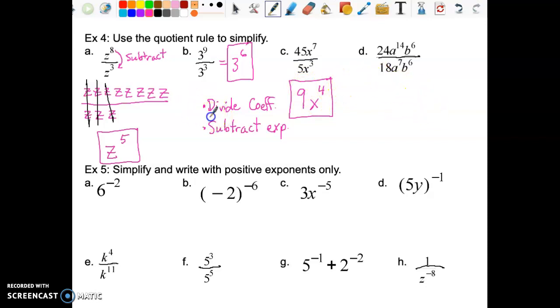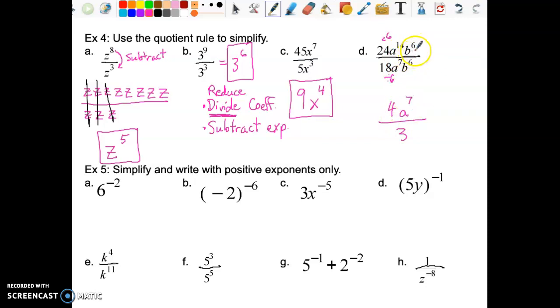Now I need to be careful about how I say divide my coefficients, because sometimes I just want you to reduce, and that's what's happening in letter D. 24 over 18 reduces because they're both divisible by 6. Dividing by 6 to give me 4/3. And then subtracting the exponents with a, 14 minus 7 is 7.